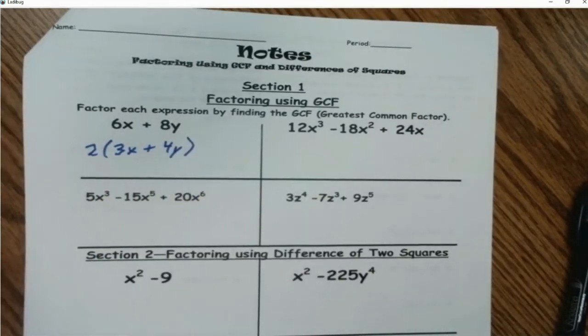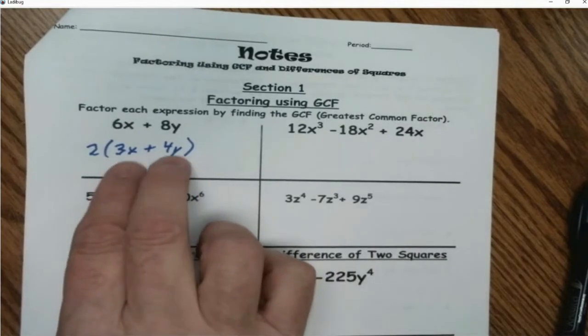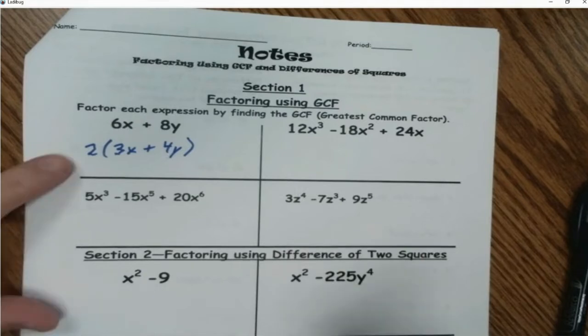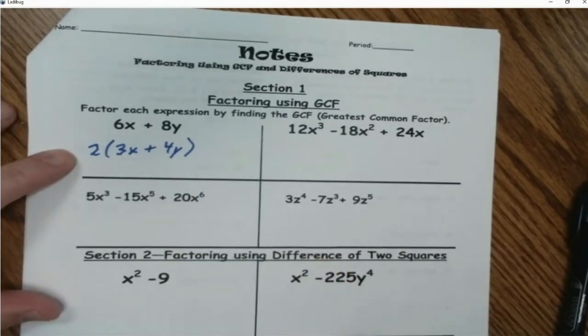Okay, so we have factored using the greatest common factor. That's as far as we can go, because in 3x and 4y, there's nothing in common that can be factored out of those. So we factored that expression the smallest we can get. Okay, let's look at this next one.